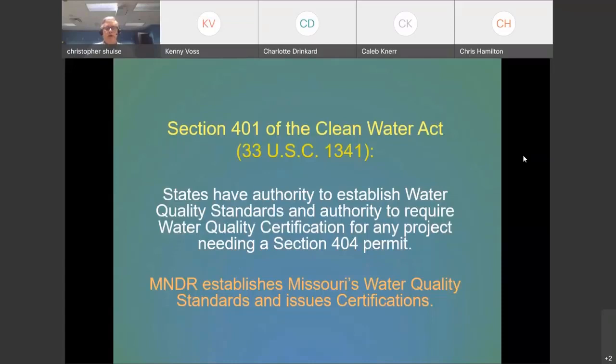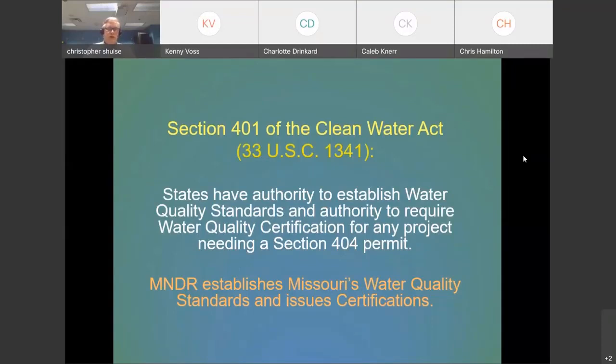And the Department of Natural Resources here in Missouri, our sister state agency, establishes Missouri's water quality standards, and they issue certifications for water quality. So generally, this is a step that we don't often have to contend with because many of the permits that we deal with here at MoDOT are called nationwide permits, and we'll be talking about those here in just a little bit. And the DNR has already pre-certified a lot of those nationwide permits for water quality certification.